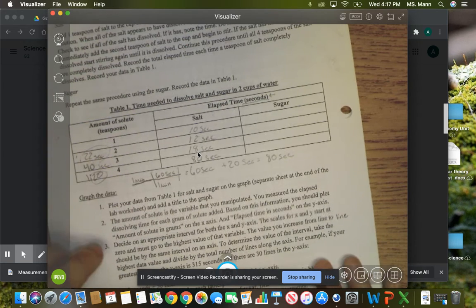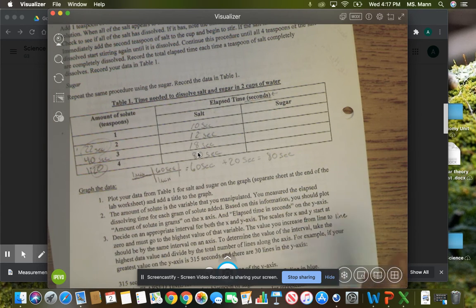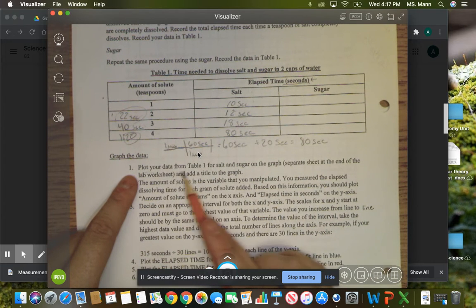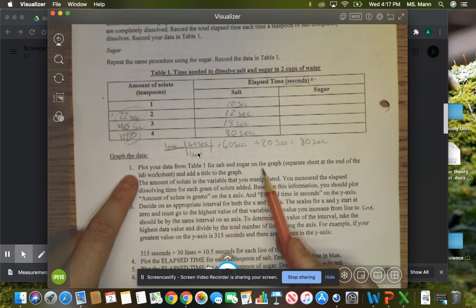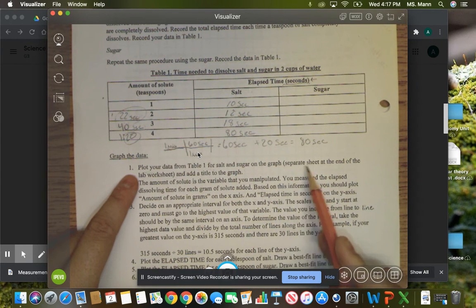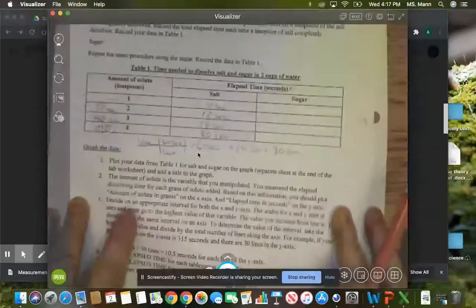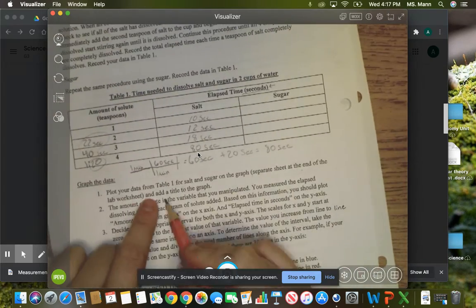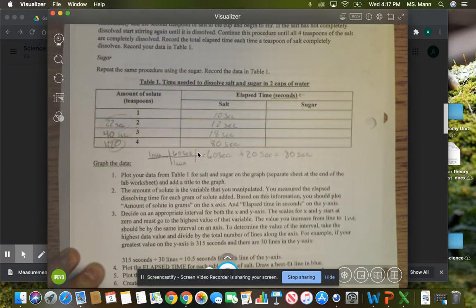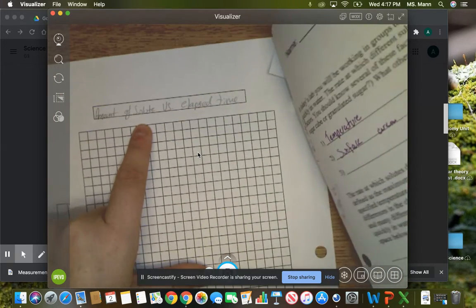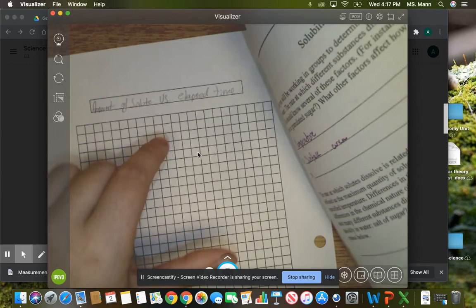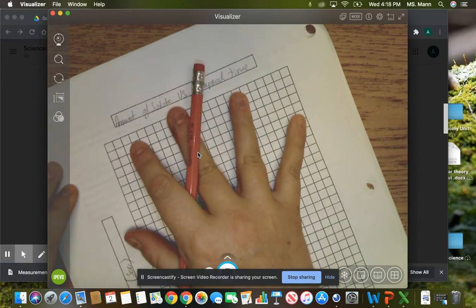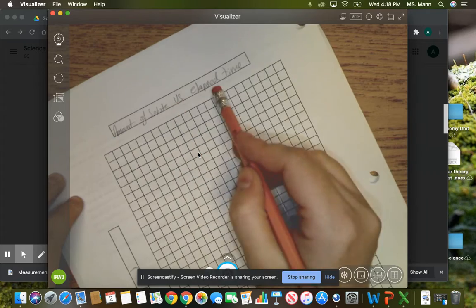All right, so you have your data collected, you calculated all your elapsed time. Now, you're going to plot your data from table 1 for the salt and sugar on the graph, on the separate sheet at the end of the lab worksheet. So if you flip it over, you will see it at the end. And add a title to the graph. Well, I've already done that. A good way to title the graph is just what the table is measuring. So I said amount of solute versus elapsed time.